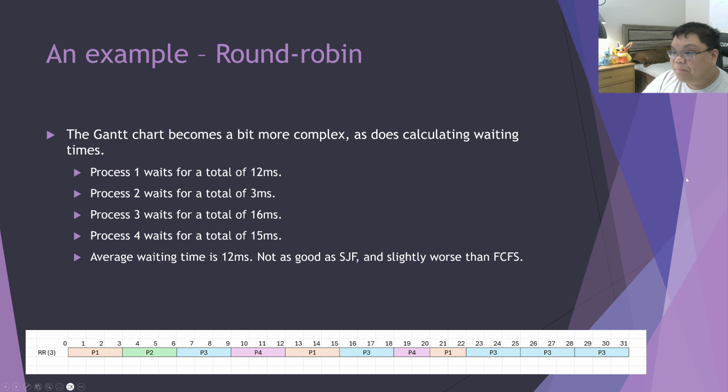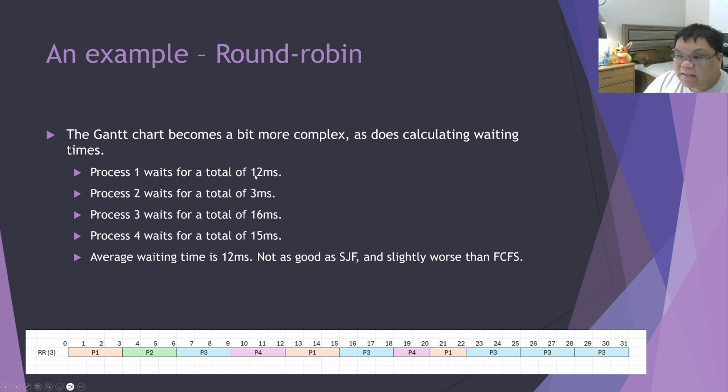So the Gantt chart is a bit more complex, but we can still count how long these processes were waiting. Process 1 waited for 0 time to run the first time. The second time, it had to wait for 9 milliseconds. The third time, it had to wait for 5 milliseconds. So that's process 1. It had to wait for more time here.